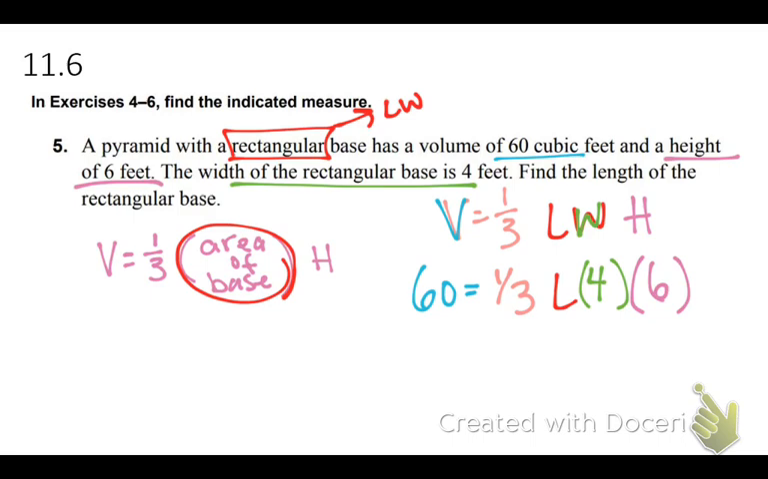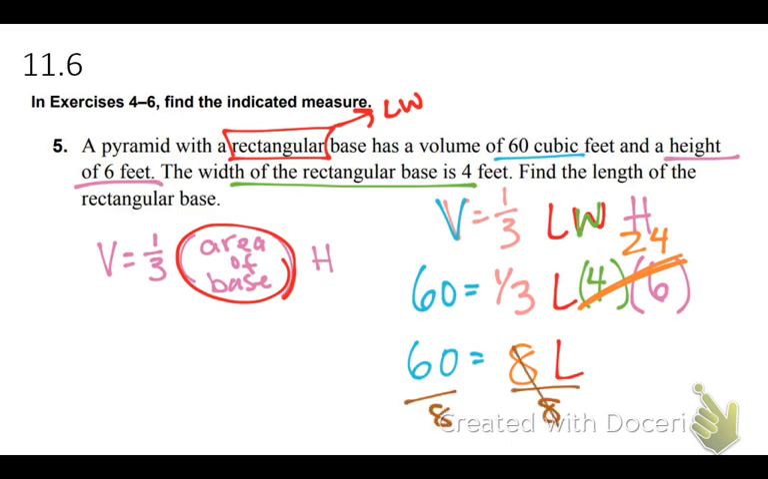So I'm going to do this kind of shortcut way. What's 4 times 6? 24. Now do 1/3 of 24, which is 8. So the right side becomes 8 L. The left side's still 60. What do I do to finish solving for the length? Divide by 8. What do we get for our final length? 7.5, and it would be feet.